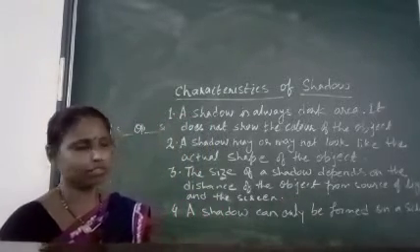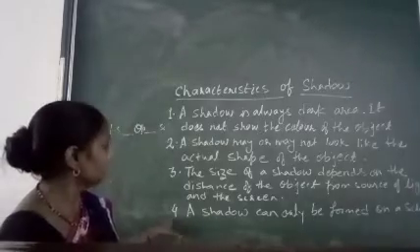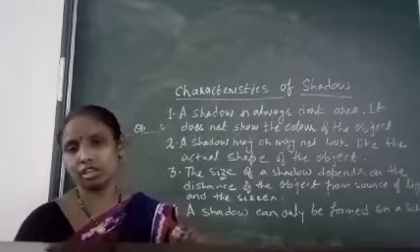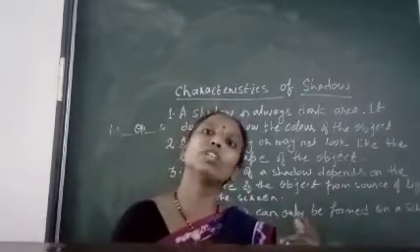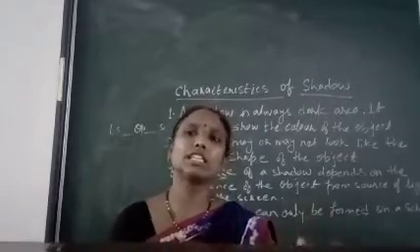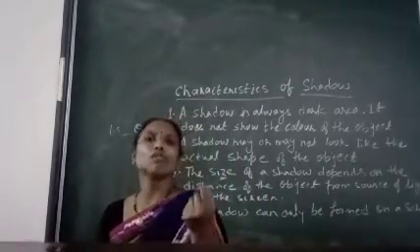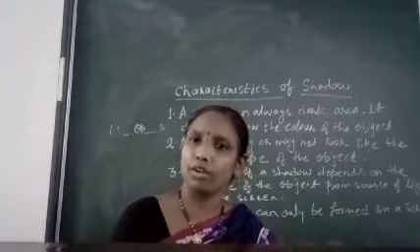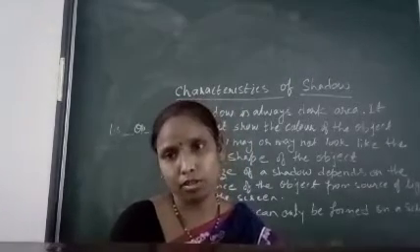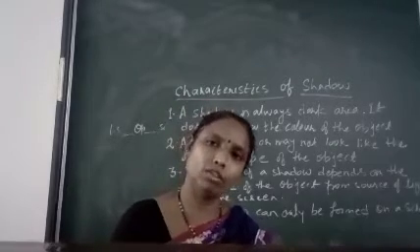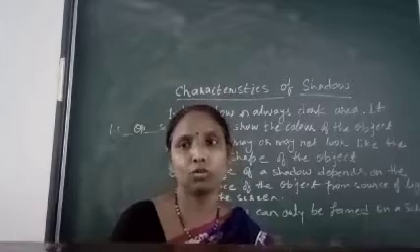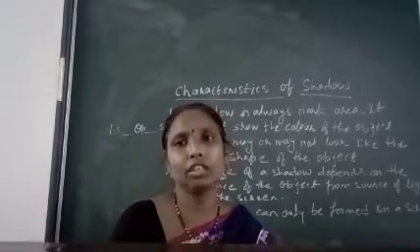Okay, now the last condition is the same as what we did in the conditions necessary for the formation of a shadow. What is that? A shadow can only be formed on a screen. A shadow cannot be formed without a screen. Means a screen is always needed for the formation of a shadow. If there is no screen, shadow formation cannot take place. So it is very important that whenever you are creating a shadow, there must be a screen. So don't forget the screen.